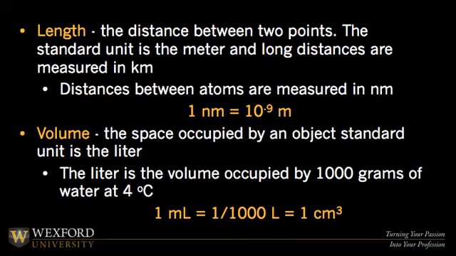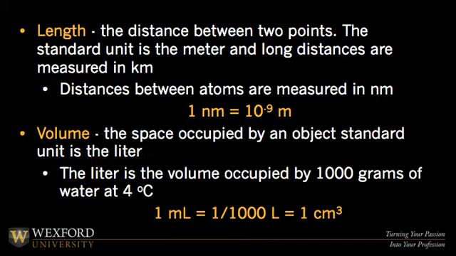Now when we look at length, we know that this is the distance between 2 points. The standard unit, like we mentioned before, is the meter, and long distances are measured in kilometers. So the distance between atoms is measured in nanometers, which is equal to 10 to the negative 9th meters.